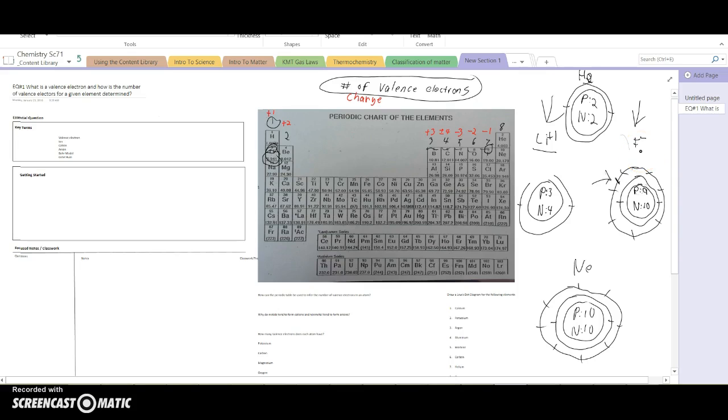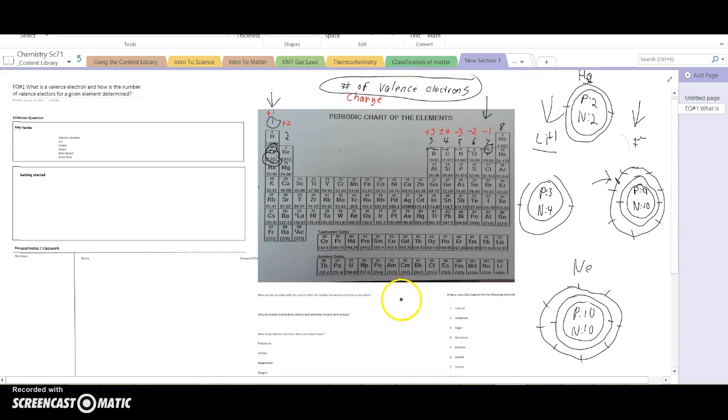And you can see that corresponds to the charge. So lithium has a positive 1 charge, which is here in red. Fluorine has a negative 1 charge, here in red. So for an atom to have a positive 1 charge, it has to lose 1 electron. For an atom to become a negative 1 charge, it has to gain 1 electron.